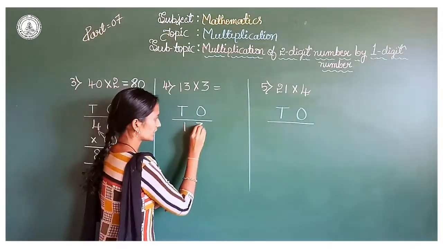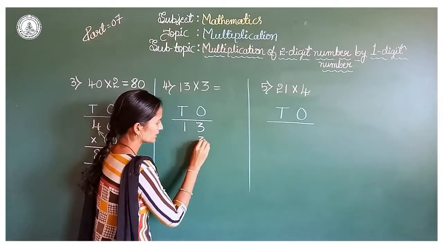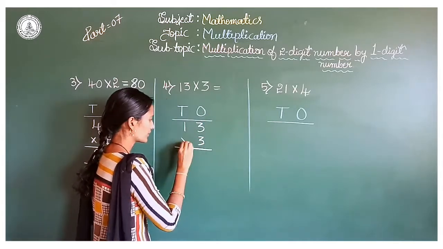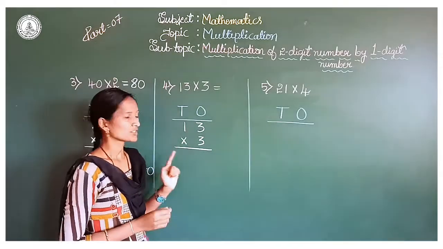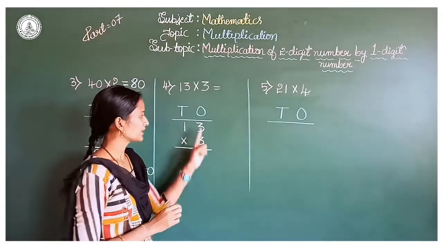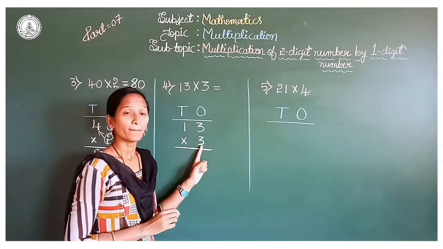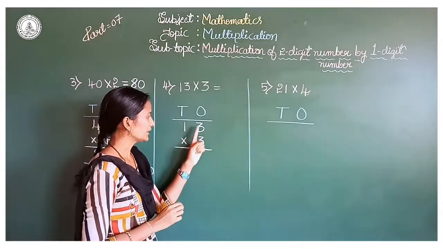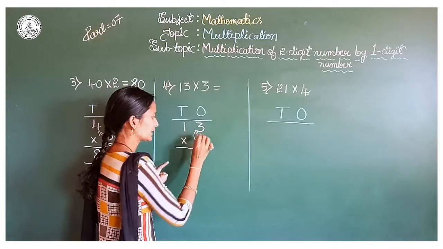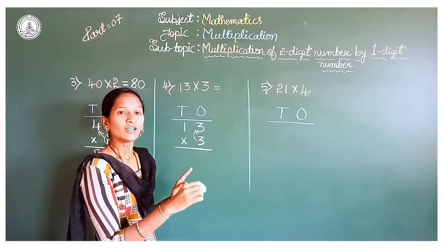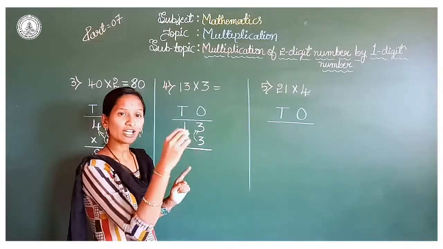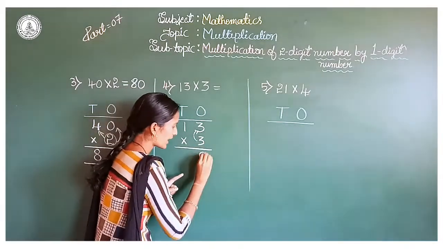So it is 13. Next, the multiplier is 3. So put the symbol of multiplication here. The first step is to multiply the ones with the multiplier. So 3 into 3. In the table of 3, 3 1s are 3, 3 2s are 6, 3 3s are 9.